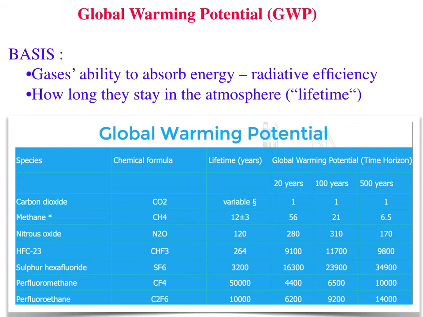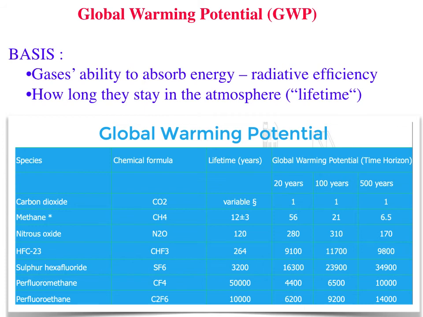greenhouse gases, GHG. Carbon dioxide is considered 1, and methane is around 12. Nitrous oxide is 120. HFC, which is used as freons in refrigeration, is 264. Sulfur hexafluoride is 3200. Perfluoromethane is 50,000. Perfluoroethane is 10,000.